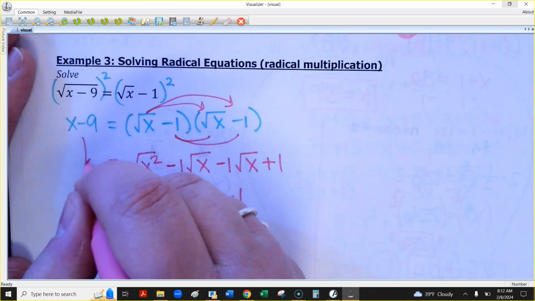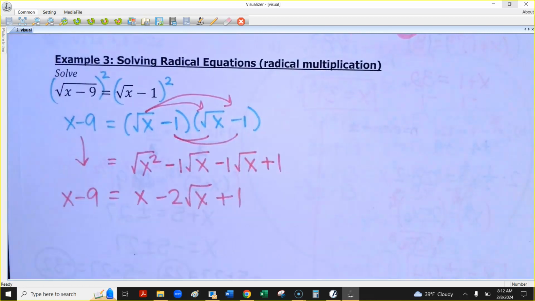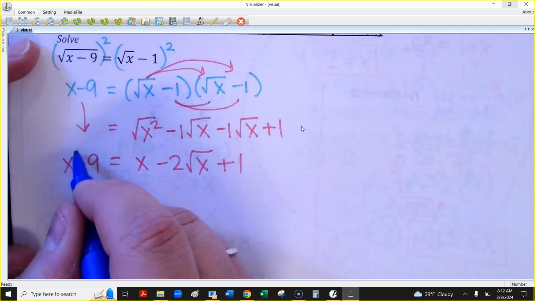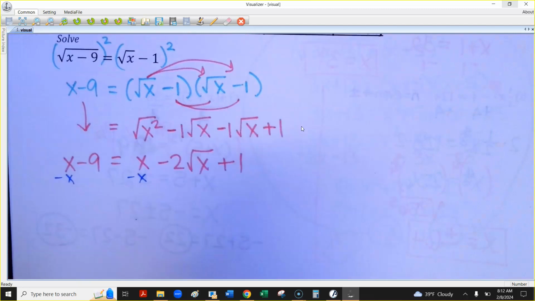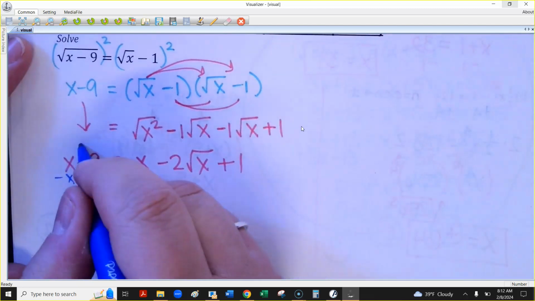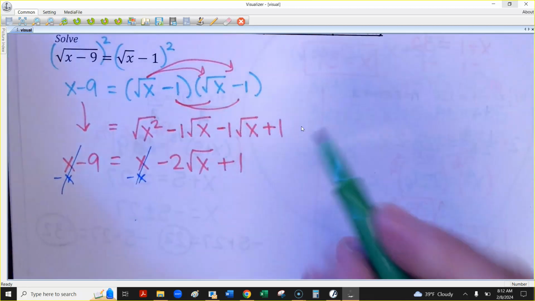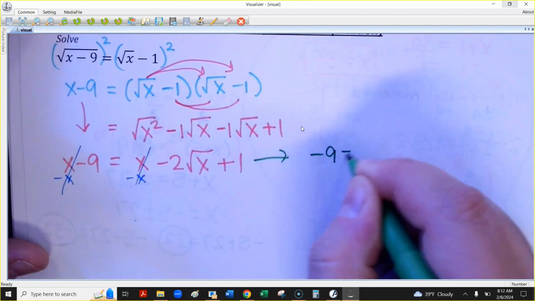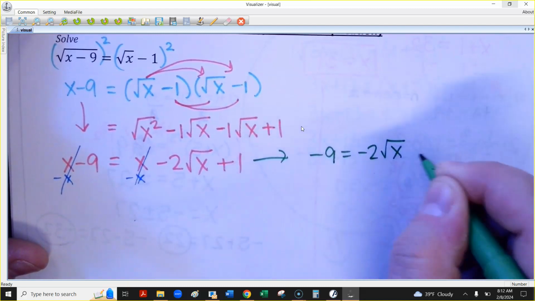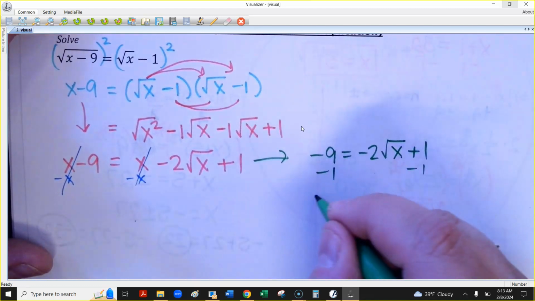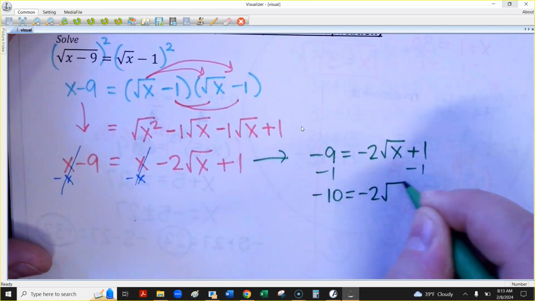I'm just going to bring that x minus 9 down. Now, the nice part: the plain x here and the plain x there, if I try to get them all on one side, those both cancel. So the only variable I'm going to work with is the square root of x next to the -2. So really my problem is -9 equals -2 roots of x plus 1. I'm going to get that radical alone, so I'm going to subtract 1. So it'll be -10 equals -2 roots of x.